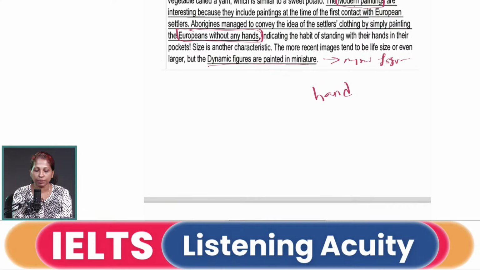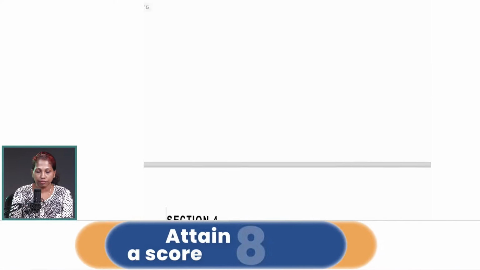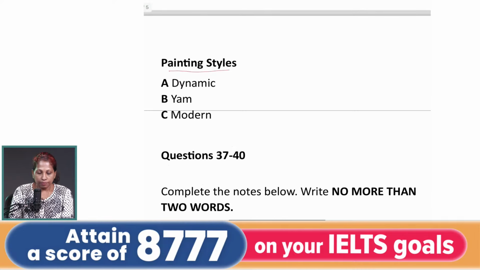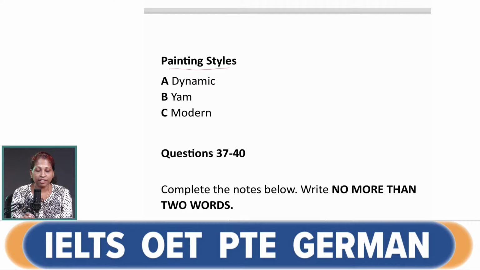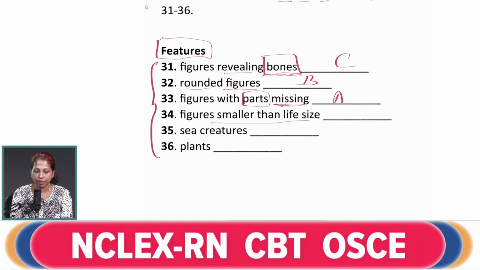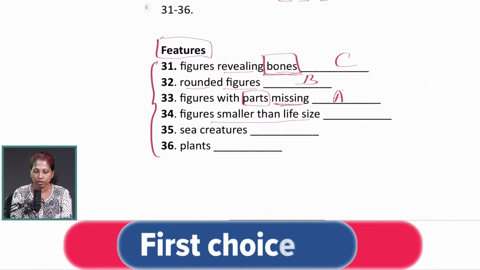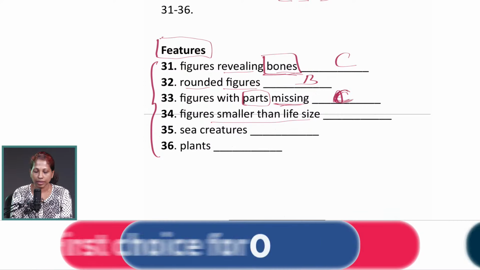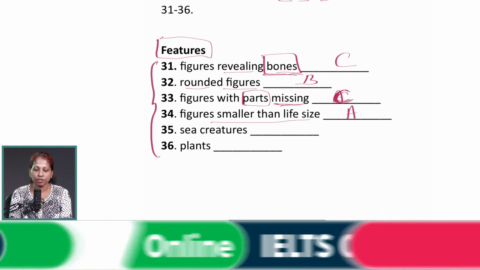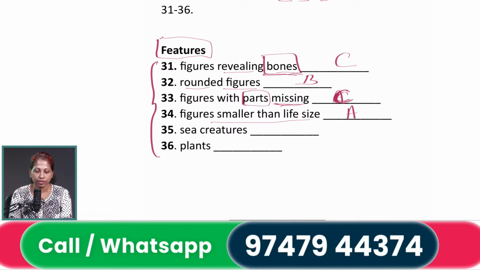Dynamic figures are painted in miniature. So it is a feature for dynamic painting, which is option, okay, we have made a mistake. Dynamic is actually A, so we are looking for modern, which will be here C. That is by mistake I wrote here C. So this is actually C and this is actually A. There's a typing error. So this is option A, figure smaller than life size.